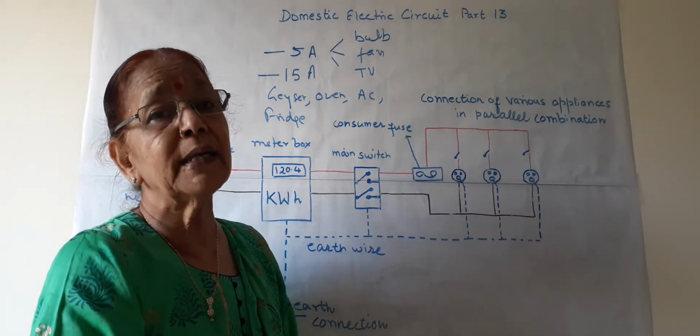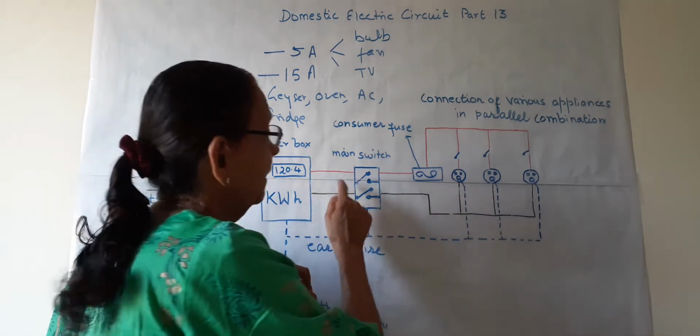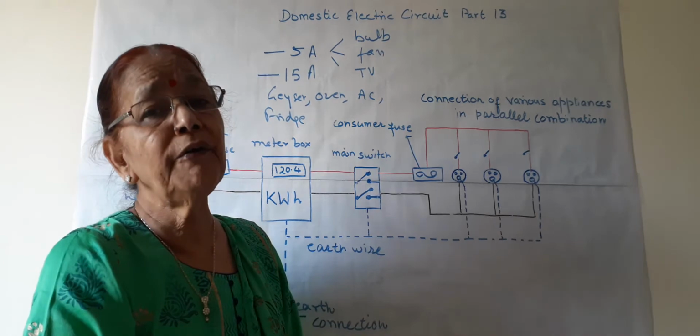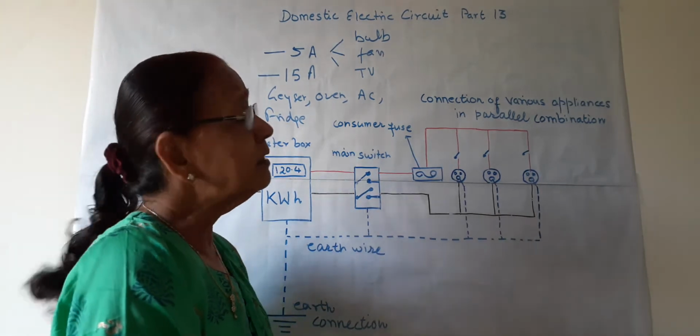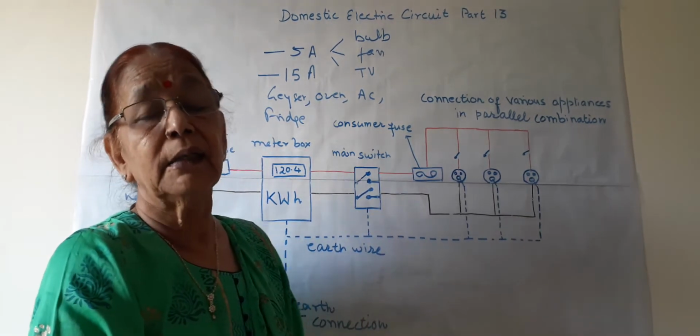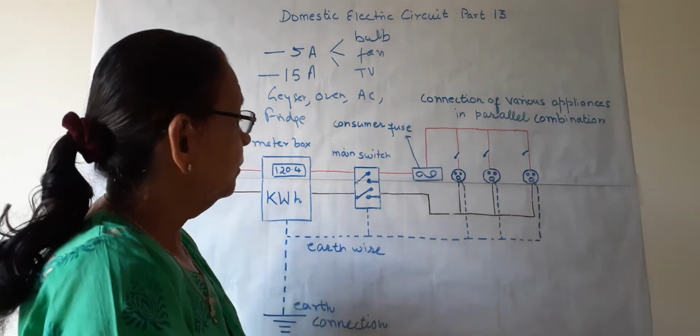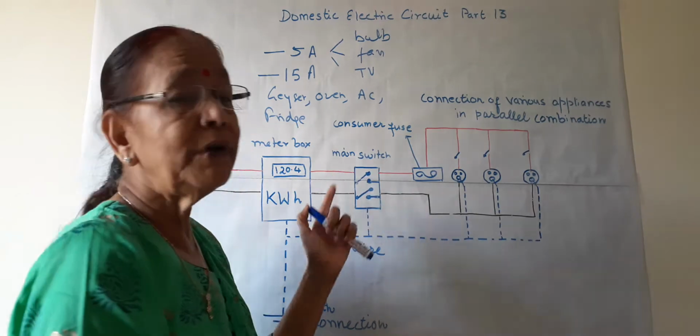So there is a danger of overheating or overloading. If more current is there, these wires become overheated and there is a danger of fire. So this is one disadvantage of parallel combination. So this is about these live and neutral wires.